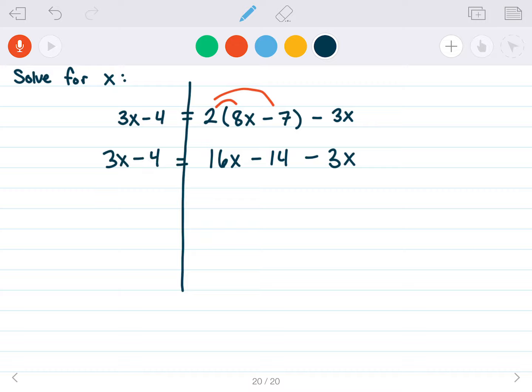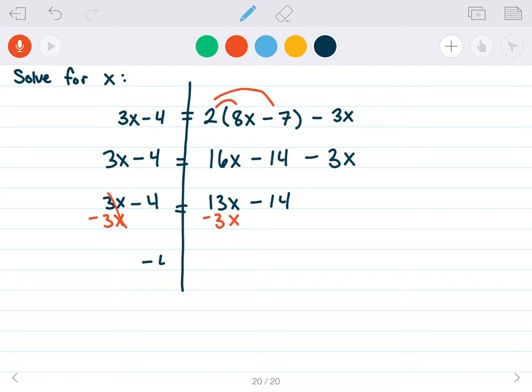Okay. So on the right side, I notice that I can combine like terms. So before I move anything, I want to make sure that terms are combined on their respective sides. So on the right side, 16x minus 3x is going to be 13x. So I just combine those guys on the right side. And now what I want to do is I want to make sure all my variables are on one side. So to do that, since I have a positive 3x on the left side, I can undo that addition of 3x by subtracting 3x from both sides.